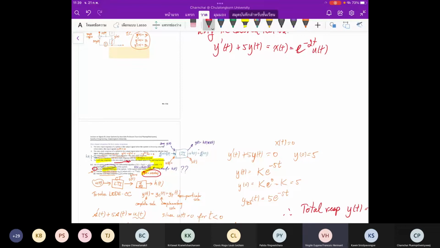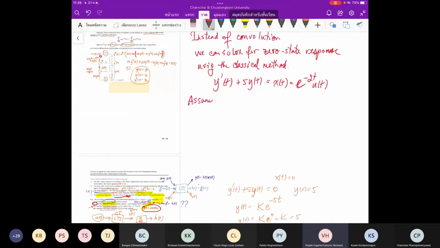If we use the classical methods, we can assume, for the zero state where y(0) equals 0, that yp is a e to the negative 2t. We assume yp to be a e to the negative 2t, and then we just plug into the equation and solve for a.